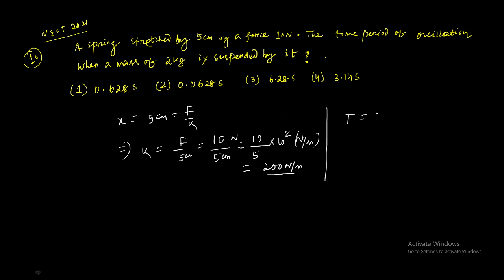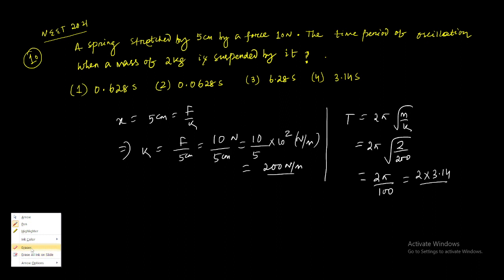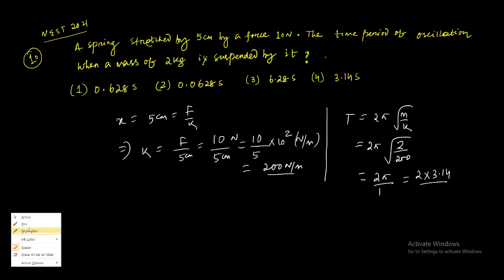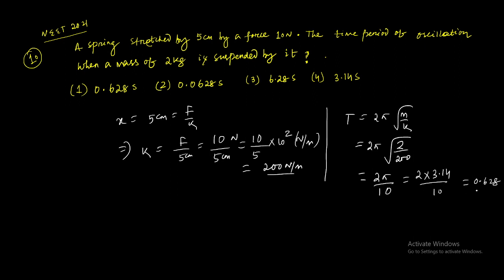So time period equal to what? 2 pi root over m by k. So this will be 2 pi, mass is given 2 kg, this will be 200. So this will be 2 pi root over 1 by 100. So this will be 2 into 3.14 divided by, sorry, this should be 10, right? 100 root over will be 10. So this should be 10. So this is coming around 0.628 second. So option number 1 will be correct.